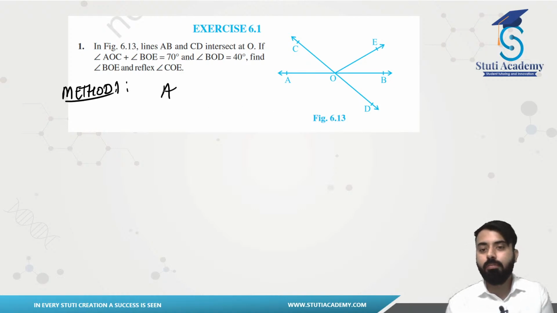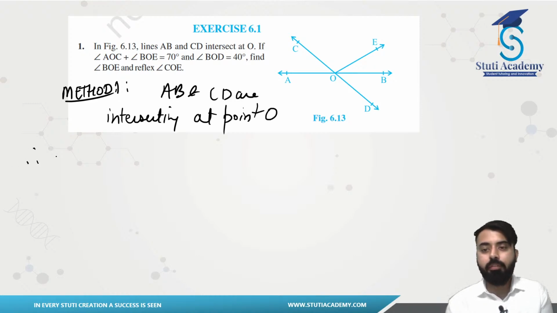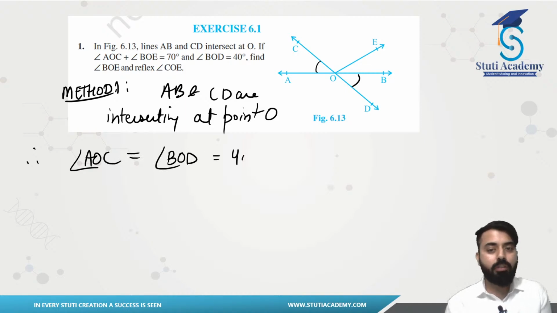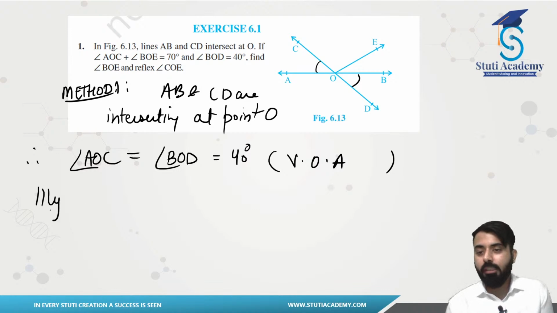So for this, I know AB and CD are intersecting at point O. Therefore, angle AOC, that means this one, will be the same as angle BOD, that means this one, which should be equal to 40 degrees. That is vertically opposite angles. These are the pairs of vertically opposite angles. Since we have to find the reflex, this is quite easy. I'm not going to do that other one because we don't need that angle, although we can do it like this also.